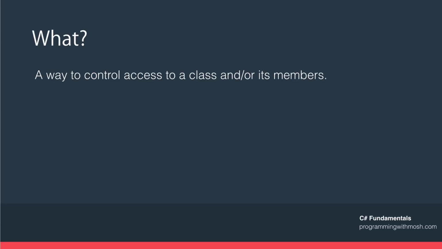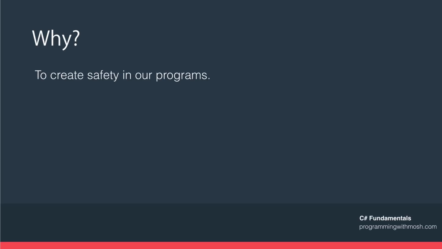So what is an access modifier? An access modifier is a way to control access to a class and/or its members. Now you may wonder, why do we need to control access to a class or its members? The reason is to create some kind of safety or guard in our applications, to improve the robustness. In the lecture about fields, I explained how we can use the read-only modifier to make sure that a field is assigned only once, and this way, we developers will not accidentally create bugs in our code.